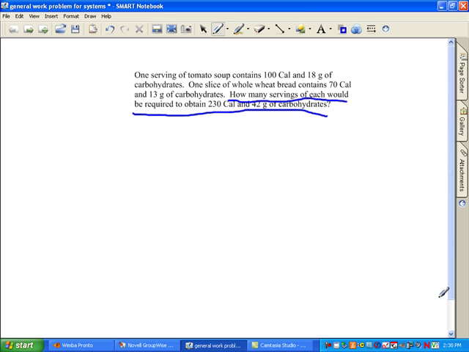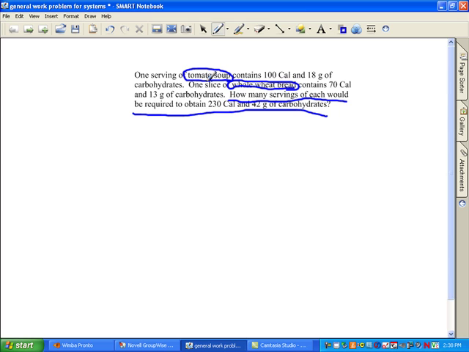Well, what are we talking about? Servings of what? So we need to go back through our problem and see what we're actually serving. It says in the problem that we're talking about tomato soup. And let's see, what else are we talking about? If we read the rest of the problem, we can see that we're talking about tomato soup and whole wheat bread. So when the problem says how many servings of each, we're talking about how many servings of tomato soup and how many servings of whole wheat bread. So those are our variables.